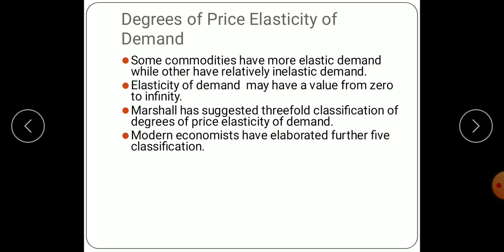And here come the degrees of price elasticity of demand. The elasticity of demand for different commodities is different, right? Some have more elasticity, some have less elasticity, some have unitary elasticity. Some commodities have more elastic demand while others have relatively inelastic demand. Elasticity of demand may have a value from 0 to infinity.